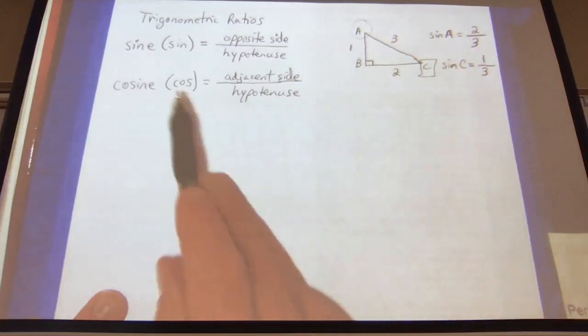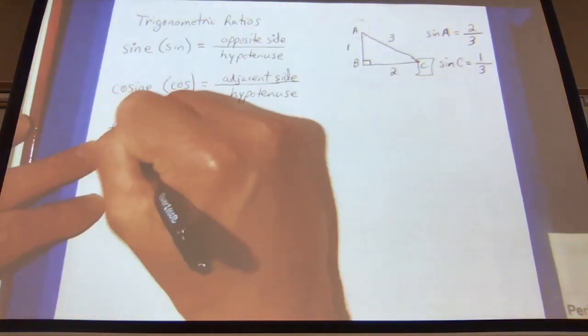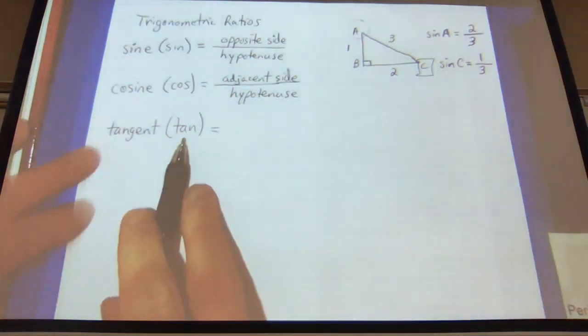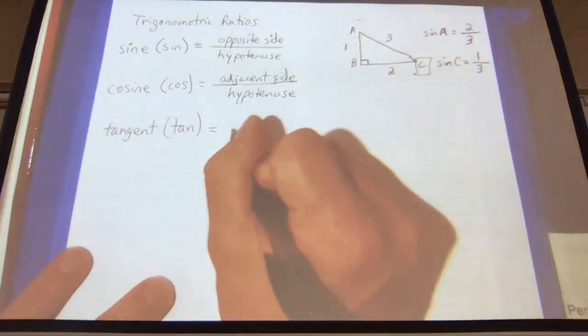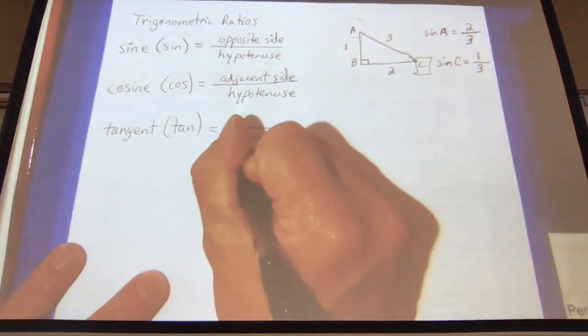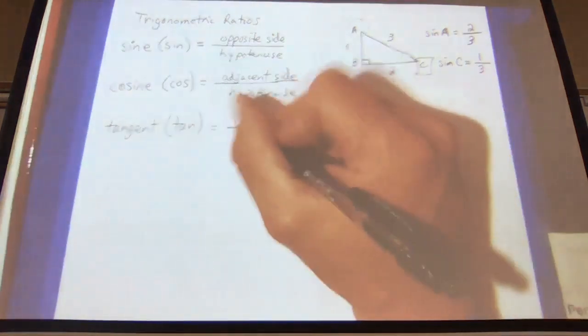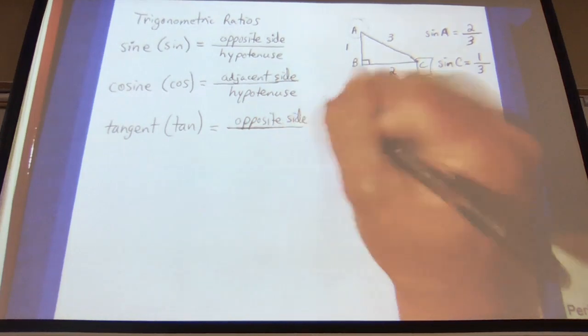I'm not going to draw another picture for cosine. We'll get into some examples of that here in just a second. Then our last one is the tangent. Tangent is abbreviated TAN. Same thing with this. When you see the abbreviation TAN, you read that as tangent. It's tangent. And then to find the tangent, we're going to put the opposite side over the adjacent side.